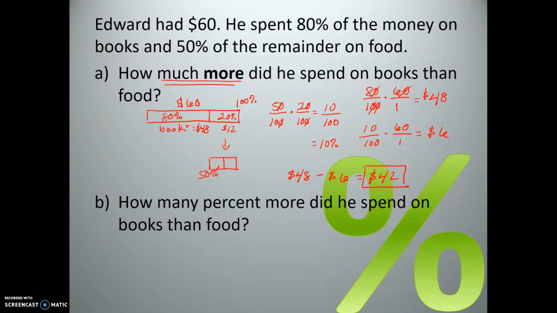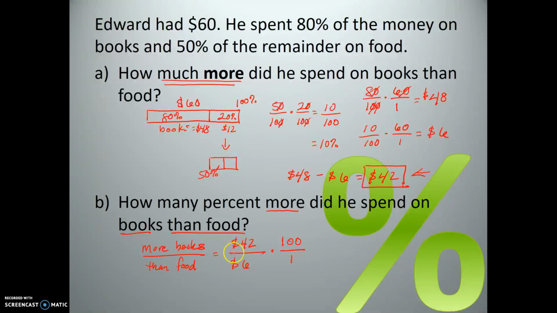Now the second part of my question says, how many percent more did he spend on books than food? Okay, this is a more over than problem. So more books than food. So more books is going to go on the top, and then than food on the bottom. Okay, well, we already found out how much more he spent on books, right, guys? It was $42. So that's going to go on the top. And we found out how much he spent on food. That was $6. And then we're going to convert that to a percent.